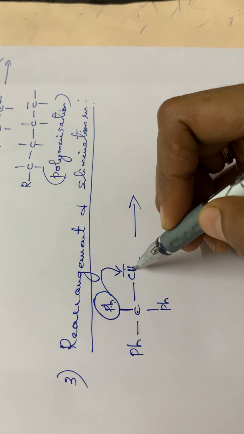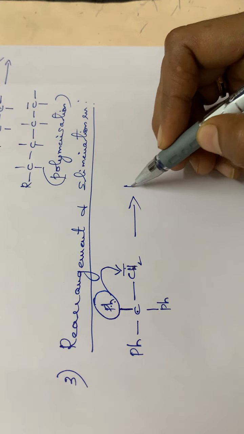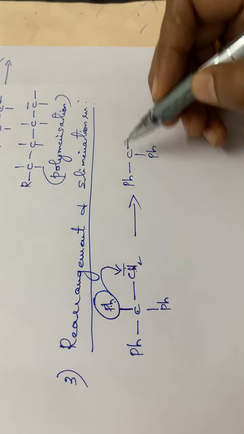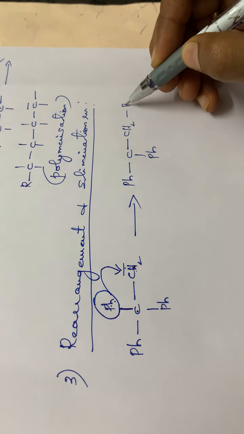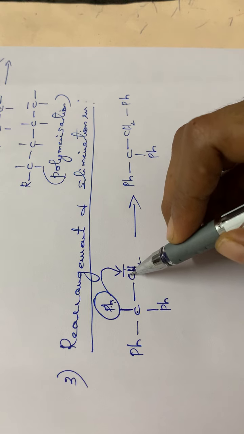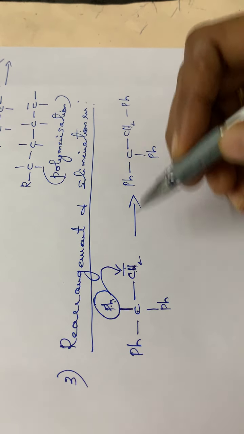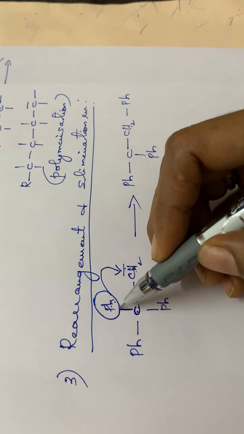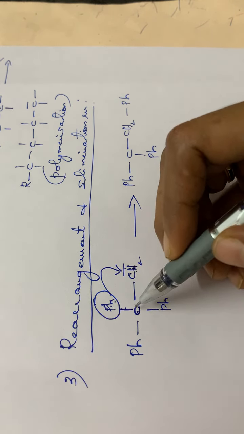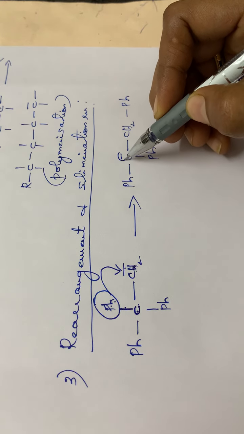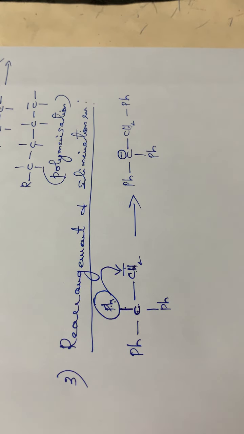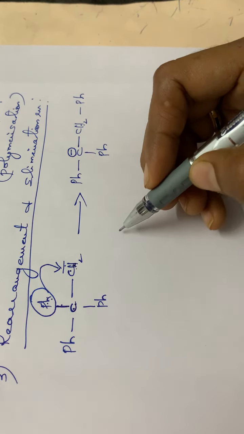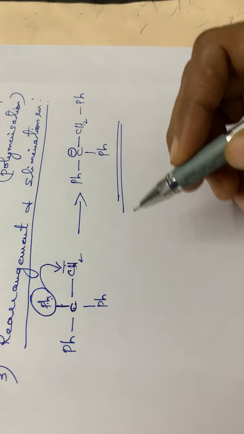So this Ph plus will be joining this CH2 minus. So Ph, C, Ph, single bond, here it becomes CH2 Ph. This Ph is joined to this carbon atom. And what happens to this carbon atom? It will be having this electron pair, isn't it? So this carbon will have the electron pair, that means this carbon will get a negative charge. So this is the rearrangement reaction.